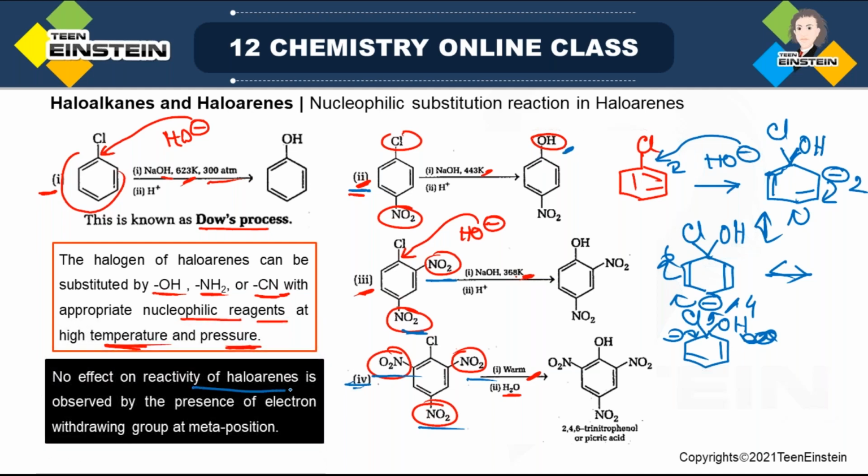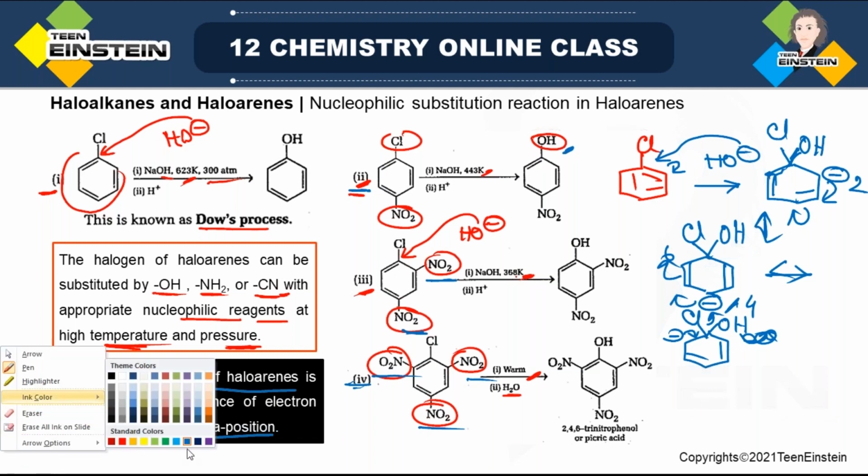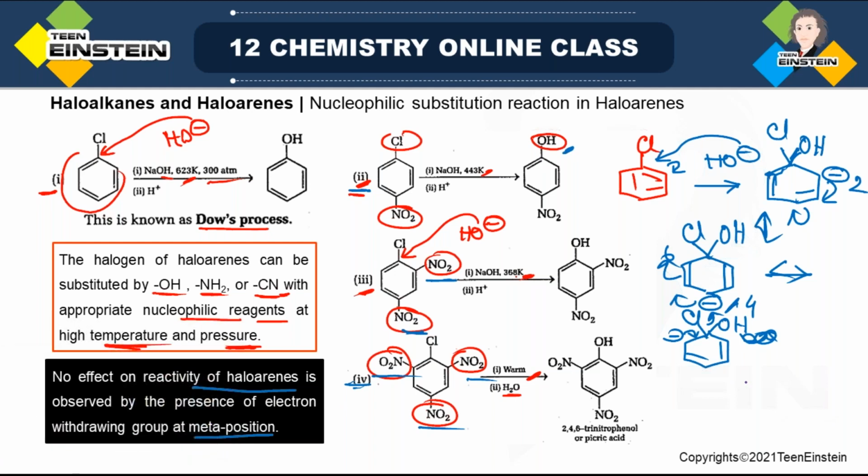So no effect on reactivity of haloarenes is observed if the electron withdrawing group is present at meta position. So suppose you consider a structure like this, that is chlorine with NO2 group present at meta position. Now if you compare this with this para product, this is para, this is meta. Obviously in case of para, the NO2 group will be able to show its electron withdrawing effect.